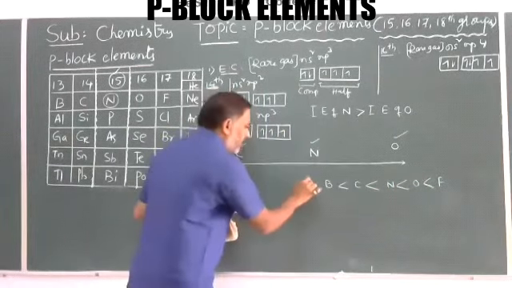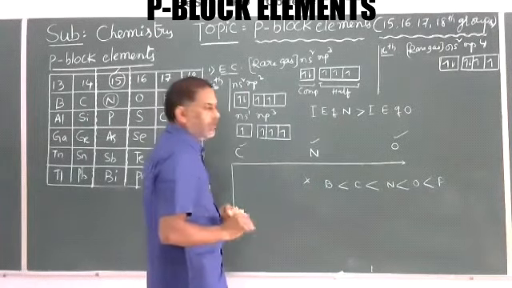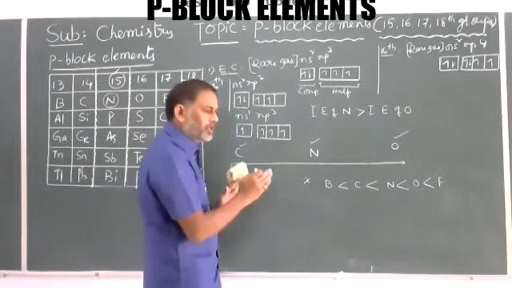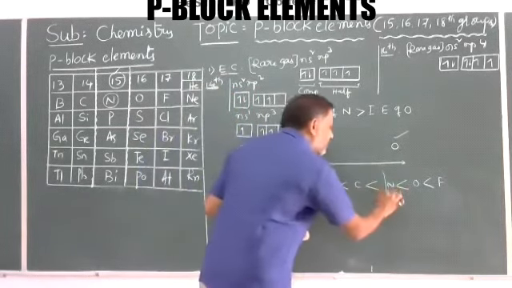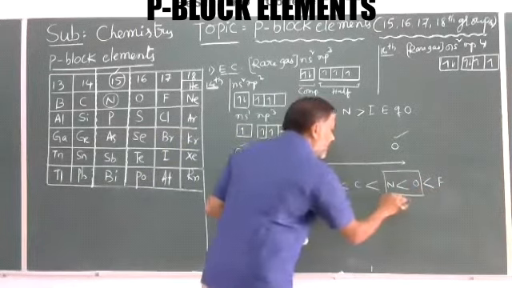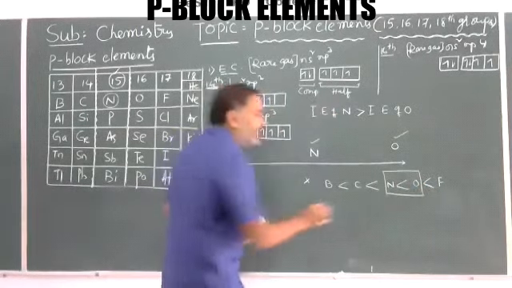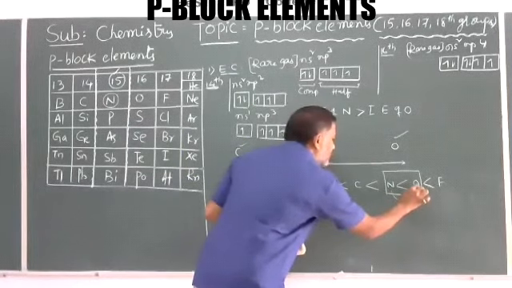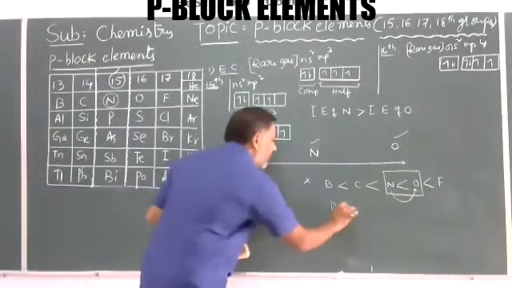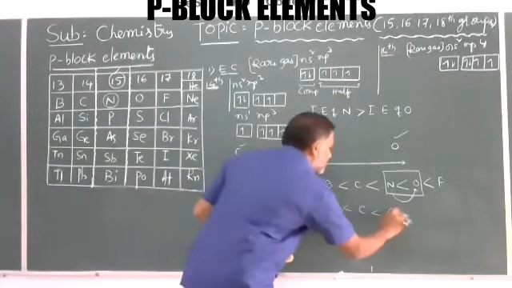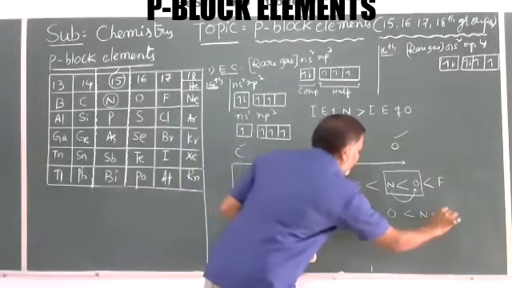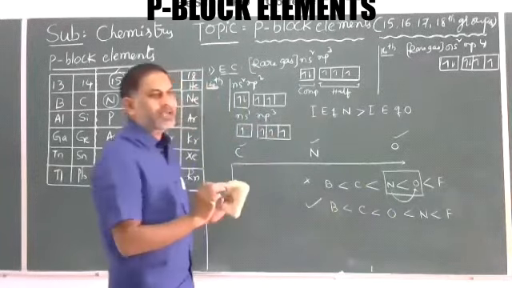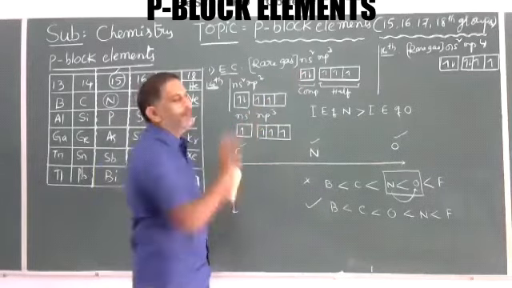But this is wrong. Because as size decreases, ionization energy increases. But in this case, based on the extra stability of half-filled or completely filled orbitals, the ionization energy of nitrogen is more than that of oxygen. That's why we can write boron, carbon, oxygen, then nitrogen, then fluorine. This is the correct option based on their sizes and ionization energy, based on half-filled stability.